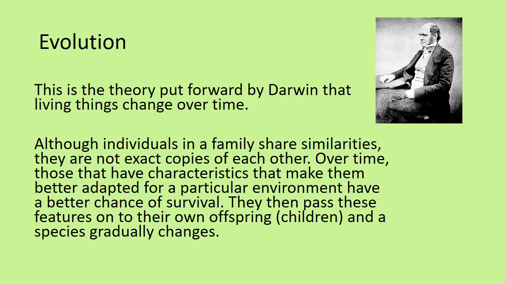So before we carry on, let's just think a little bit about what we mean by evolution. This is the theory put forward by Darwin that living things change over time. Although individuals in a family share similarities, they're not exact copies of each other. Over time, those that have characteristics that make them better adapted for a particular environment have a better chance of survival. They then pass these features on to their own offspring or children, and gradually a species changes.